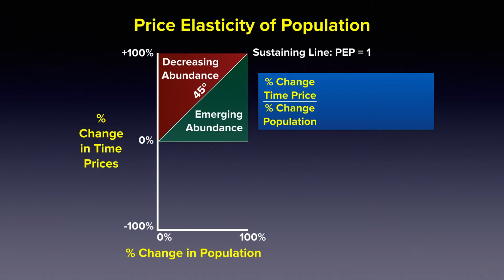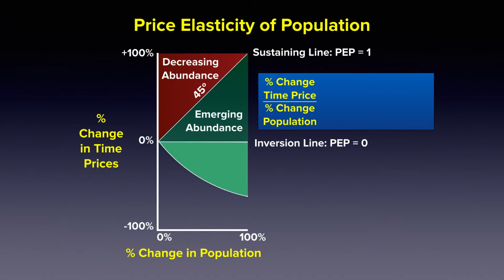So when prices are not changing as population is increasing, we demarcate that line with what we call the inversion line. In that case, our price elasticity of population equation is going to be equal to 0. Below that line is the area where prices are actually decreasing while population is increasing.